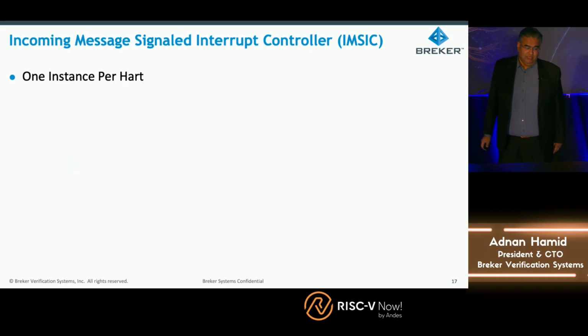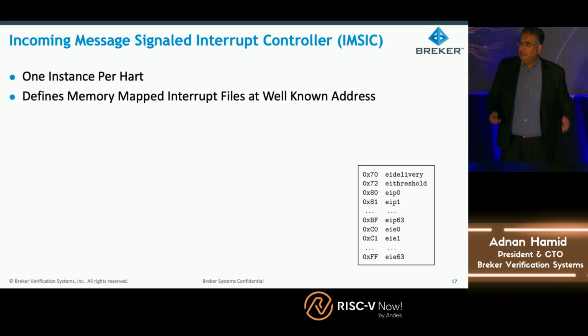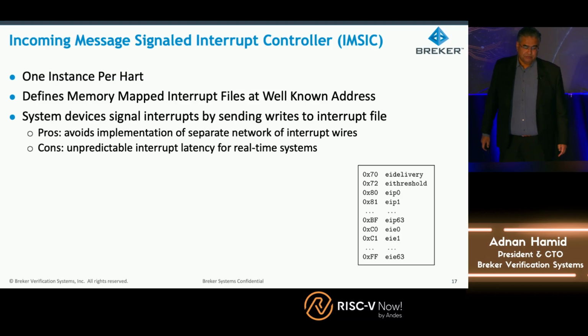So carrying on with the IMSIC, there's one IMSIC per hart. There are usually multiple ones for each level of privilege. It's an interrupt file at a well-known address with well-known offsets. And in the system, we can signal interrupts by simply writing to this interrupt file.